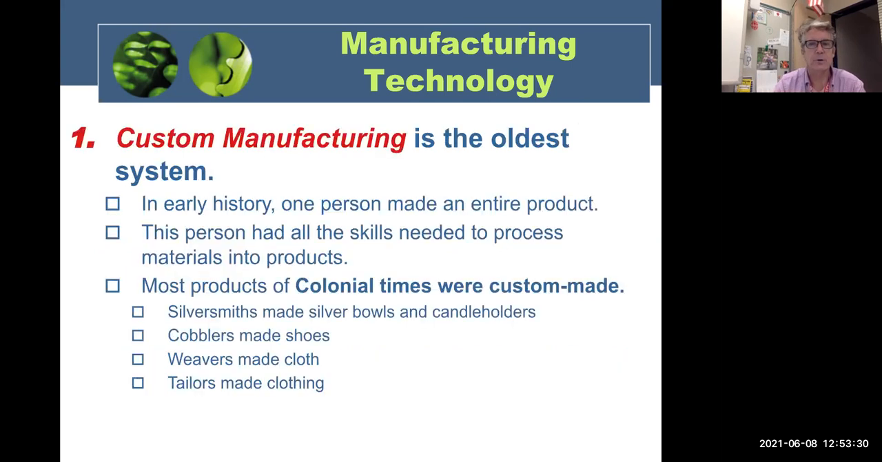Custom manufacturing is the oldest system. In early history, one person made an entire product. This person had all the skills needed to process materials into products. Most products of colonial times were custom made. Silversmiths made silver bowls and candle holders. Cobblers made shoes. Weavers made cloth. Tailors made clothing.